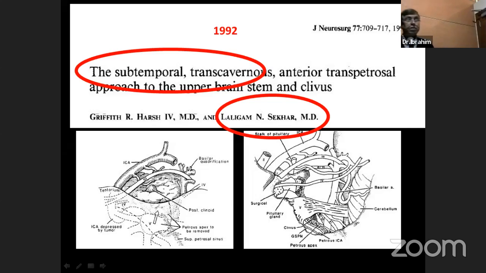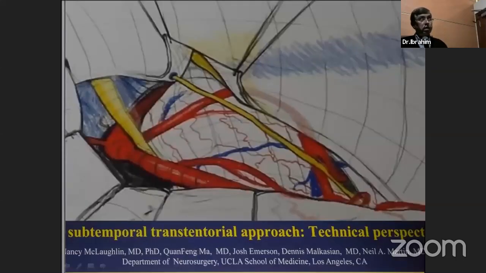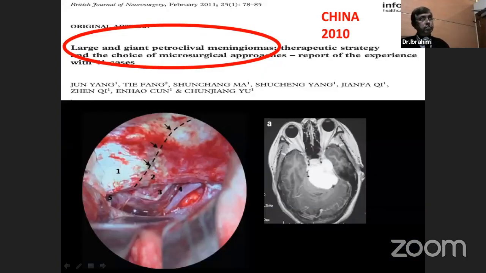Paper 92, Miriam Shaker from Seattle. He used the subtemporal approach, 92. The subtemporal approach also was described by other authors. Large and giant petroclival meningiomas have the choice of microsurgical excision. Again, subtemporal, you go underneath the temporal lobe, you incise the tentorium, and you can remove them.